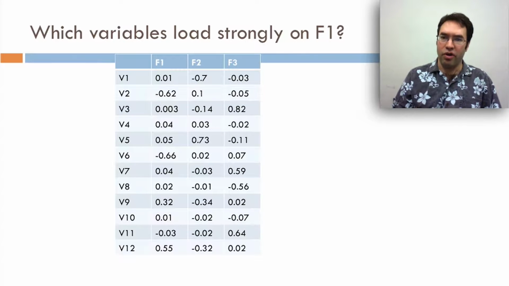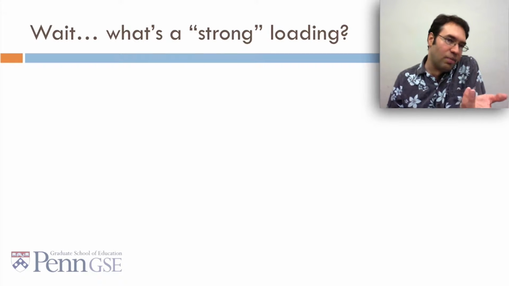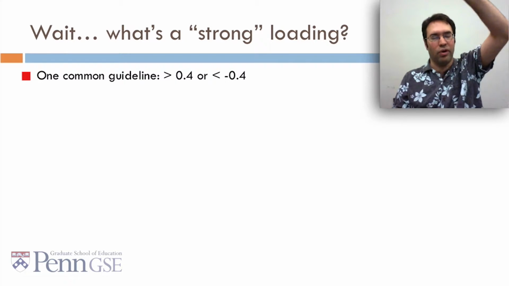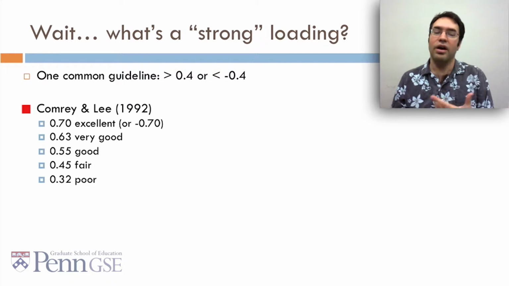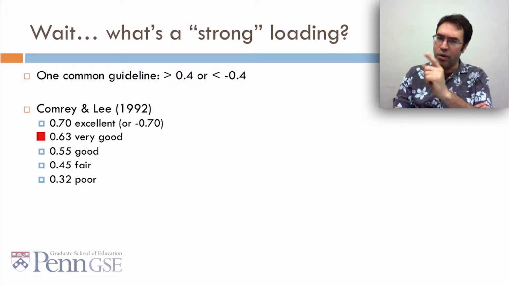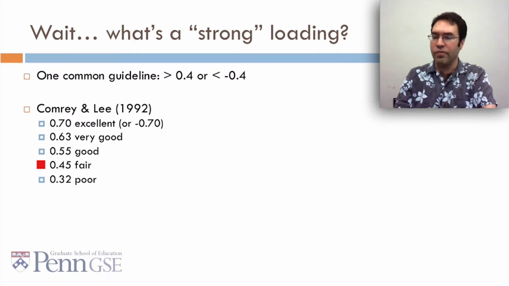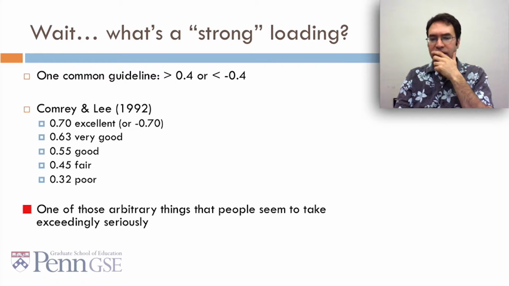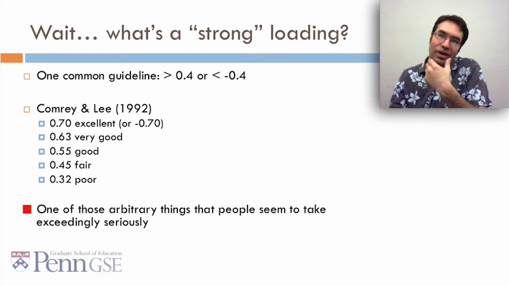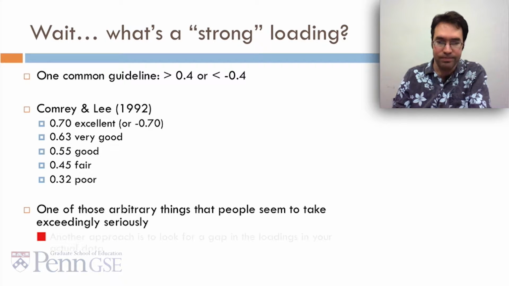So which variables load strongly on F1? Well, what's a strong loading? What's actually a good number here? One common guideline that people use is that a strong loading is above 0.4 or below negative 0.4. Comrey and Lee say, well, 0.7 is excellent, or negative 0.7, and 0.63 is very good, and 0.55 is good, and 0.45 is fair, and 0.32 is poor. This is one of these arbitrary things that people seem to take exceedingly seriously. You know, is 0.41 really just wonderfully strong and 0.39 is just junk?